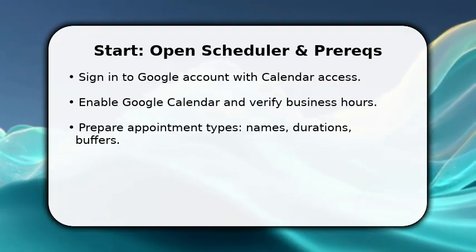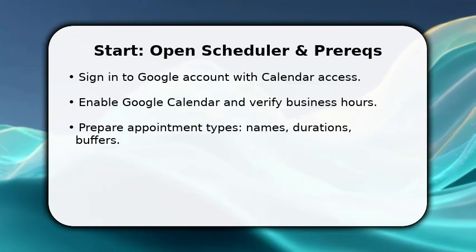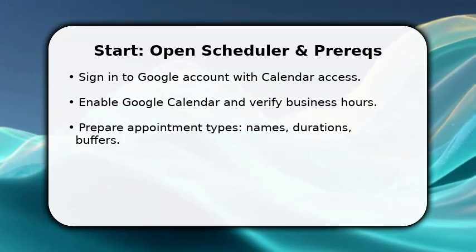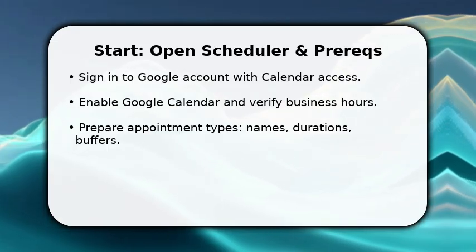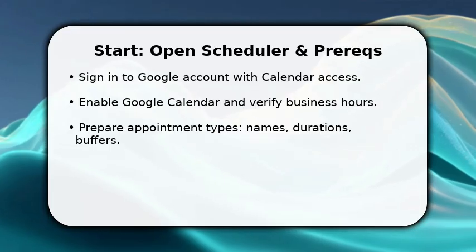You begin by signing into the Google account that owns the calendar. Make sure Calendar is enabled and you have permission to add events. Once signed in, open Google Calendar and locate appointment schedules in the left panel.